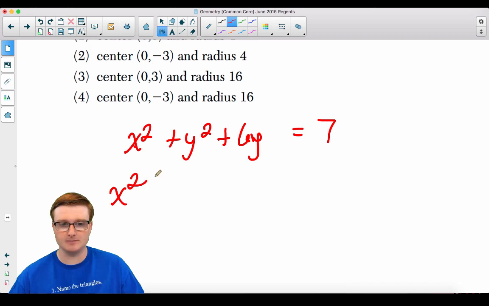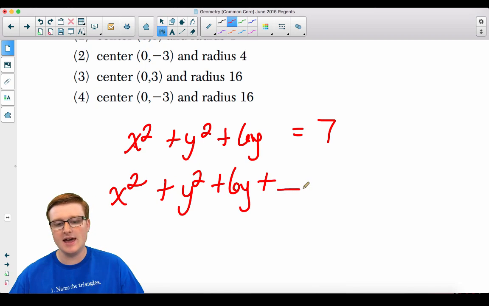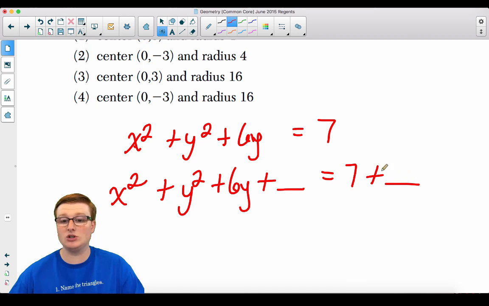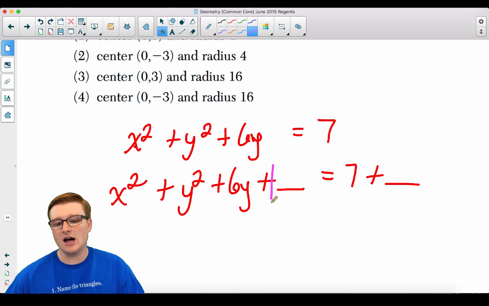Using the linear term. Now, I'm going to put in a blank space after the y, and what you do to one side of the equation, you must do to the other. That is the golden rule of algebra. What you do to one side, you must do to the other. Now, how do we solve for this?